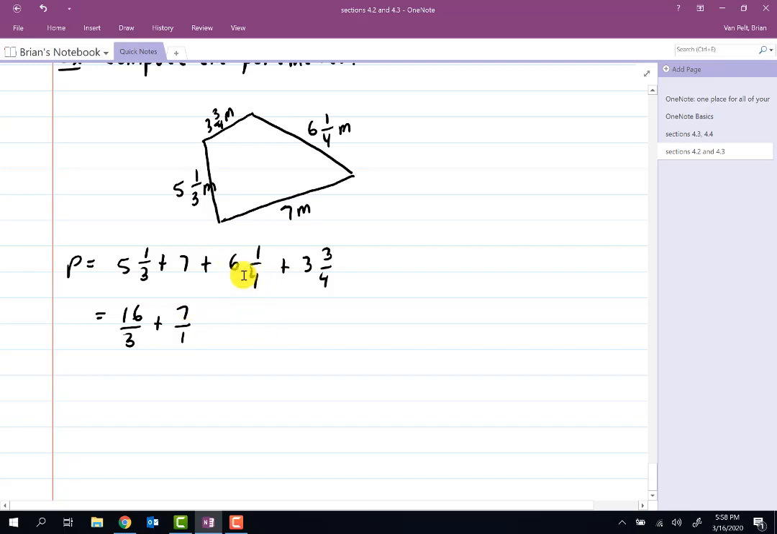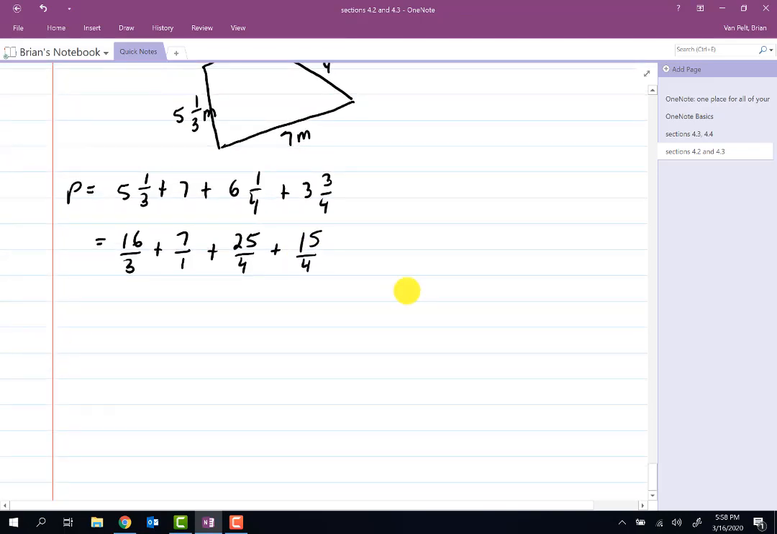6 1/4, take 6 times 4 to get 24 plus 1 will be 25 over 4. And finally here, 3 times 4 will be 12, plus 3 will be 15 over 4. So from this, hopefully you can see the LCD is 12. So I'm going to have to write all of these fractions over 12.